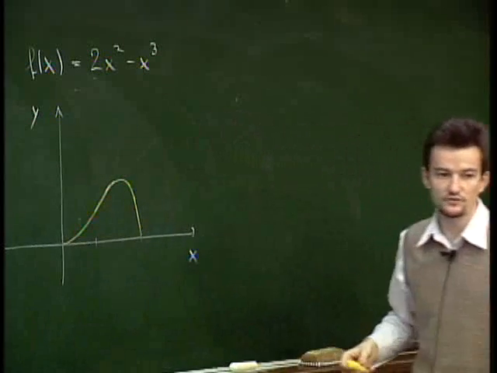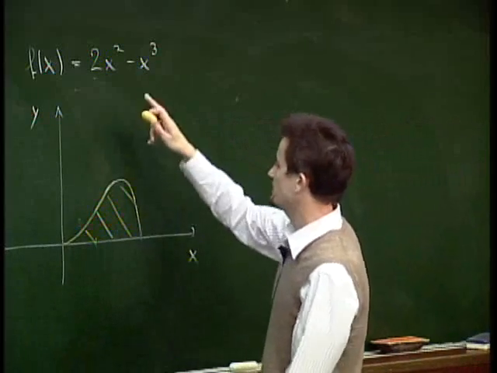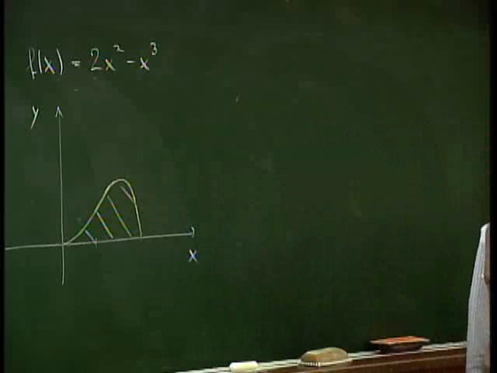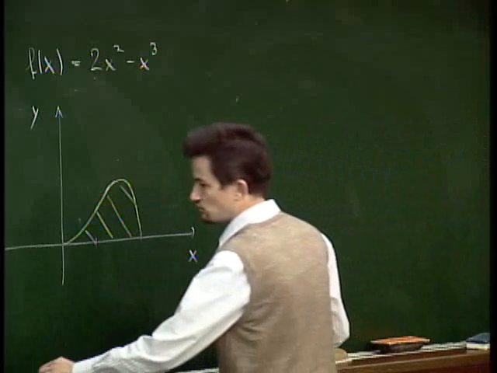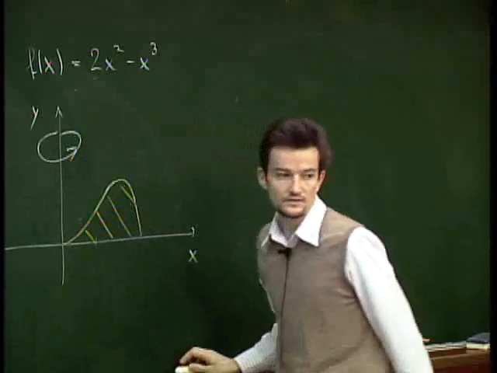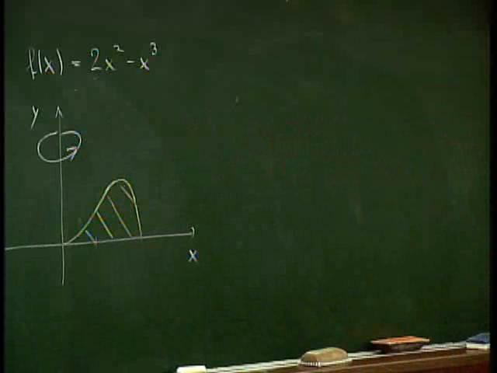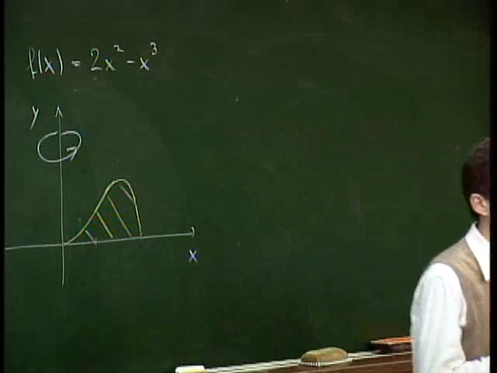You see that you have a region here, which is bounded by this function from above and bounded by the x-axis from below. What we want to do is rotate it about the y-axis. By doing so, we get a solid, which we called last time a solid of revolution, and we want to find the volume of this solid of revolution.